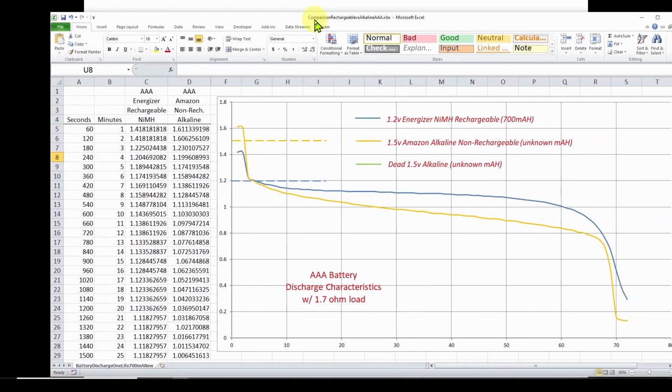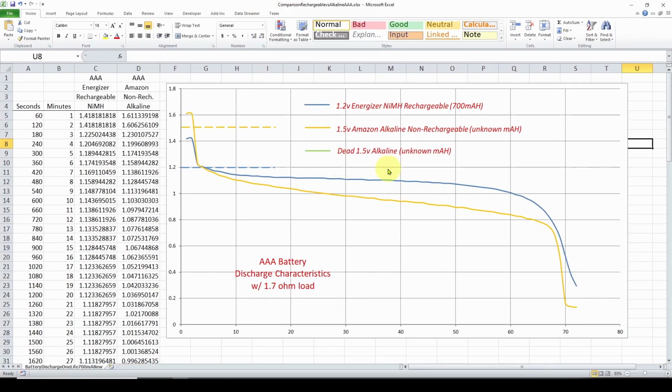So here we have the results of our testing of two batteries using that same procedure. In the blue, I've got our 1.2 volt Energizer nickel metal hydride rechargeable, 700 milliampere hours. And in orange, I've done the same thing with a 1.5 volt alkaline non-rechargeable battery, and it doesn't have a milliampere hour rating. But as you will see with non-rechargeables, generally they have a higher rated voltage. This is 1.5.